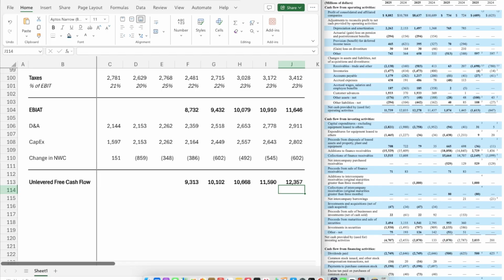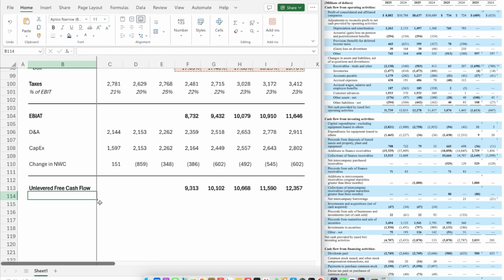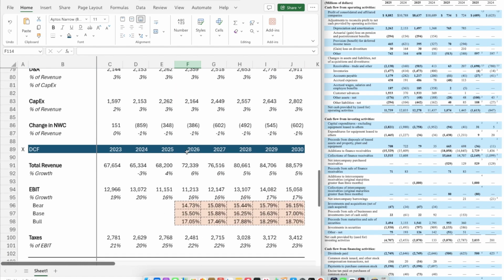Now, what we need to do is discount these cash flows back to the present day, because of the time value of money. $1 today is worth more than $1 tomorrow. So we need to build the weighted average cost of capital to give us a discount rate to see what the value of these cash flows are today. So present value of unlevered free cash flow. And to do this, as I said, we need to build the WACC.